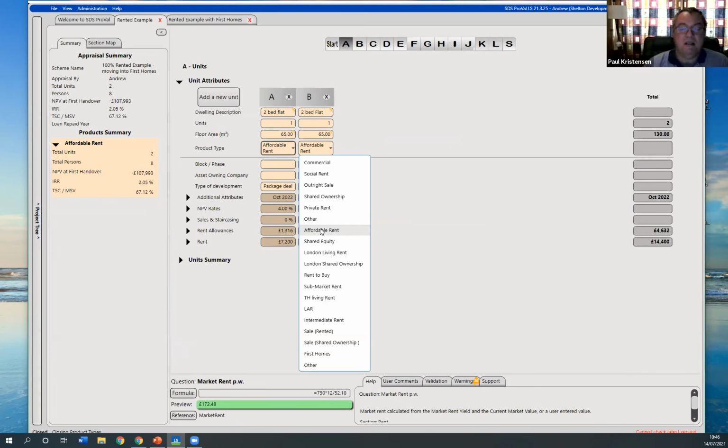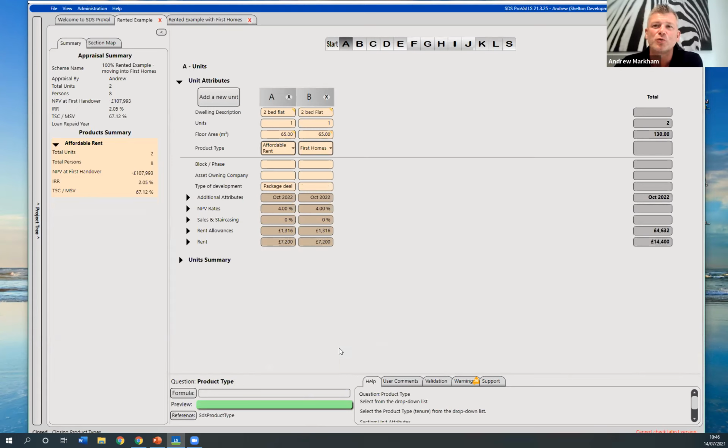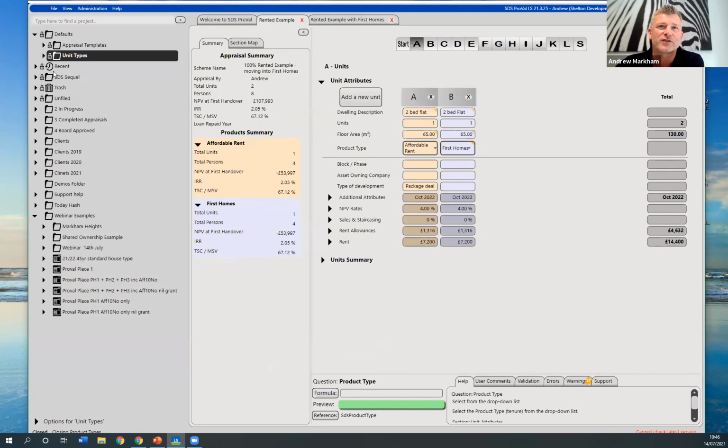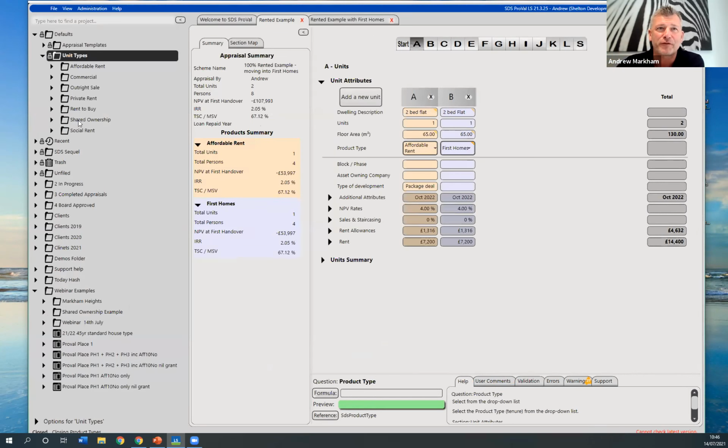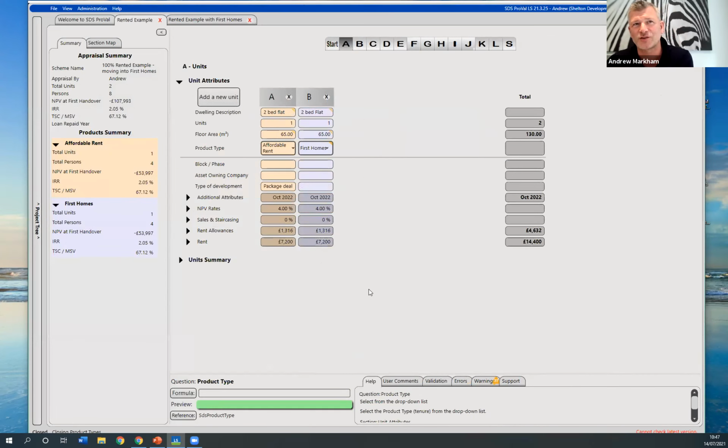I want to interrupt Andrew there. This is actually bad practice that we're showing you, for the purposes of demonstration, just to simplify the process. I'm simply changing this to first home. You would go back to your folder structure, open the unit types, have first homes in there and pick it, and then structurally it's correct. So you wouldn't have to do what I'm going to do now. Most of you probably won't have access to do the change anyway.